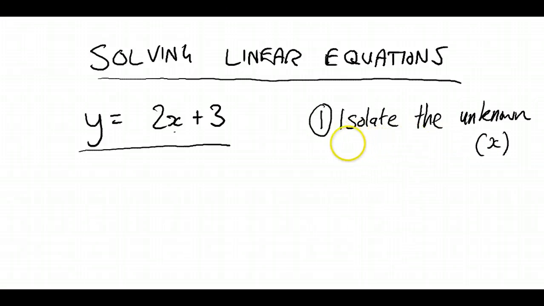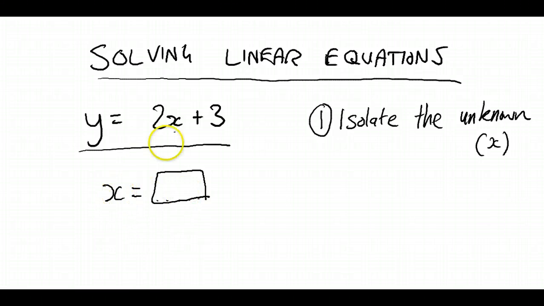Okay, so isolate means to get by itself. We've got to get the x by itself. So we want to end up with something like this: x equals blah blah blah. There'll be something on the other side. So we need to rearrange this equation to make it look like this one. Okay, how do we do that?